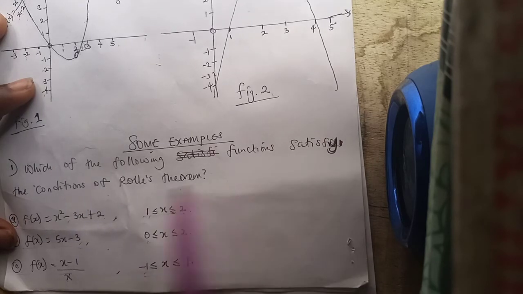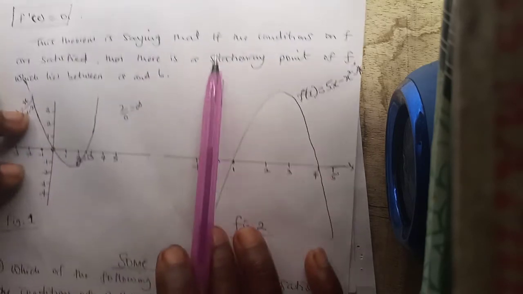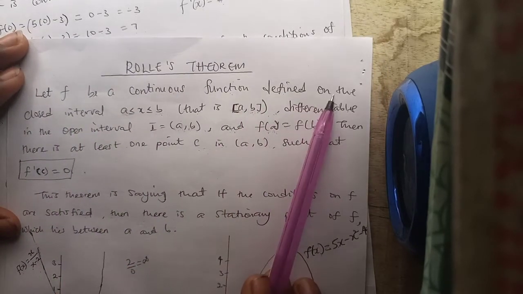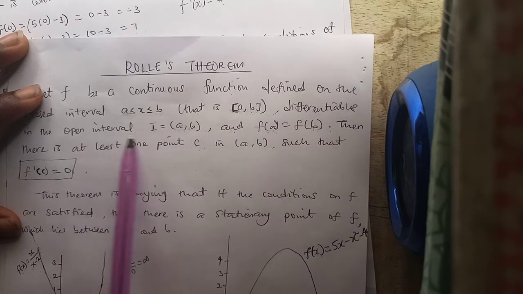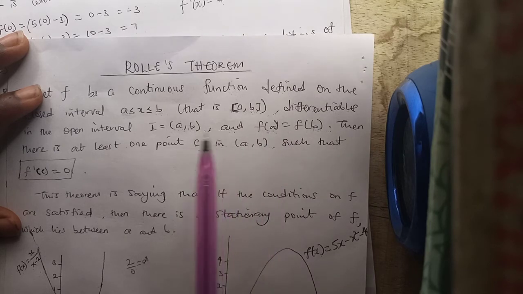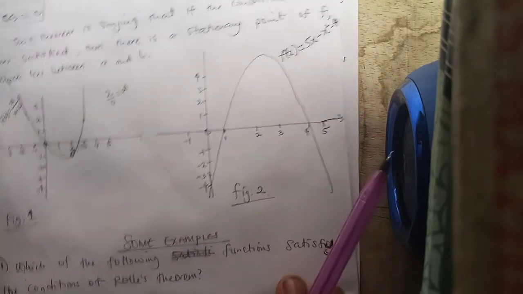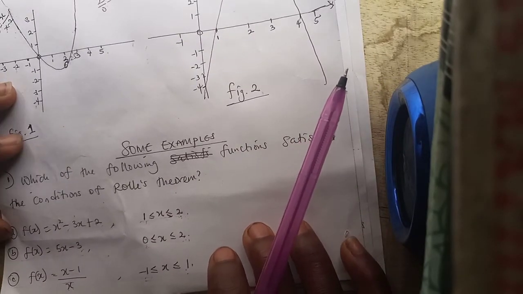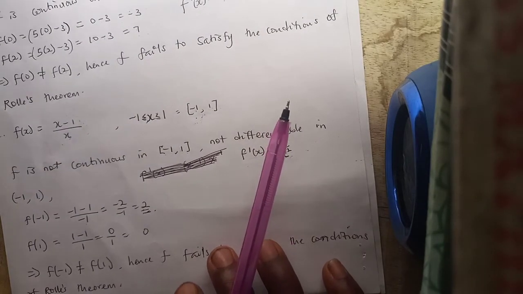So how do we check if this function satisfies Rolle's theorem? Going back to the definition of Rolle's theorem, we have that the function must be defined in the closed interval [a, b], differentiable in the open interval (a, b), and f of a must be equal to f of b. We want to check if those functions satisfy those three conditions. So now we start by looking at them.